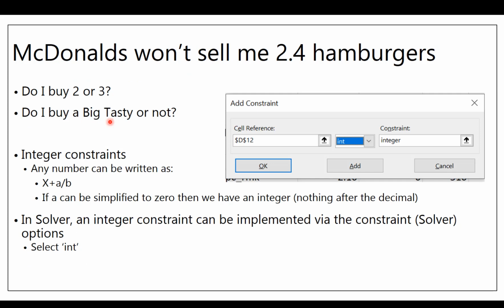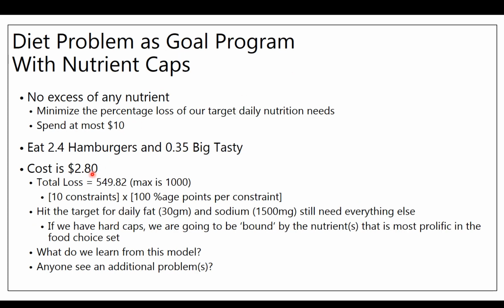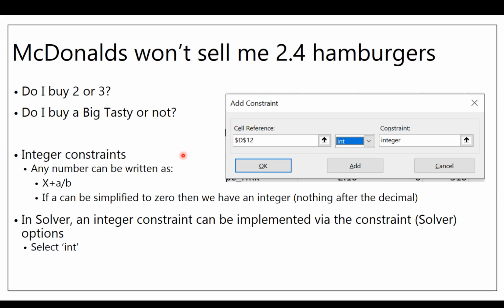Additional problems, well, the big one is McDonald's won't sell me 2.4 hamburgers, so the cost here of $2.80 is not achievable because they're going to make me choose 2 or 3 for the hamburgers, and they're going to make me choose 0 or 1 for the Big and Tasty. And so, do I buy the 2 or 3, or do I buy Big and Tasty or not? Well, that is a problem that we could handle.